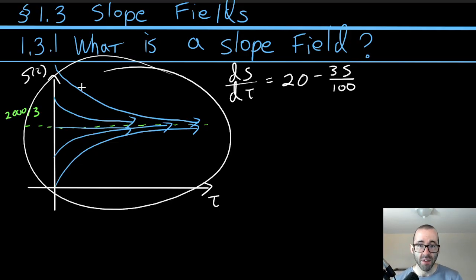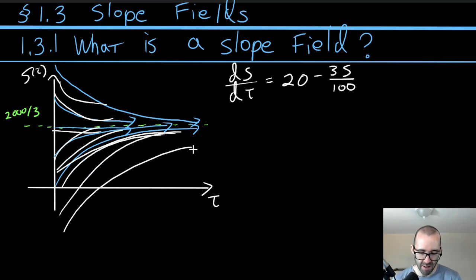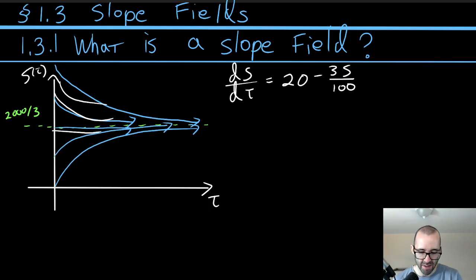This is a graph of a bunch of solutions. Again, there are infinitely many. They all look like this. I could draw them all. Well, I can't draw them all. That's not how infinity works, but I could draw a lot of them. Now, notice something very interesting.